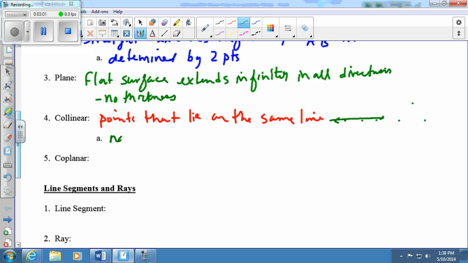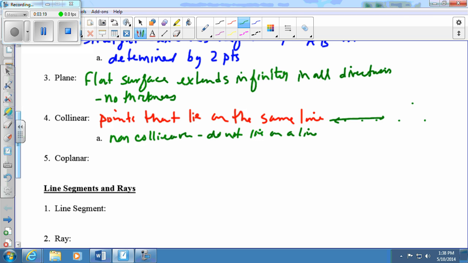So non-collinear points do not lie on a line. So we kind of look at that little triangular piece, and we'll be talking about that in class a little bit.